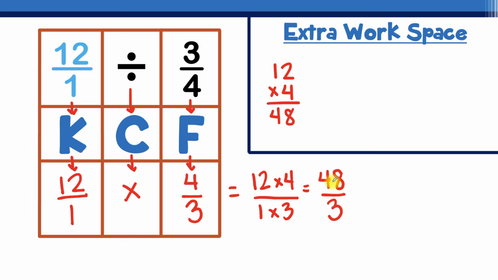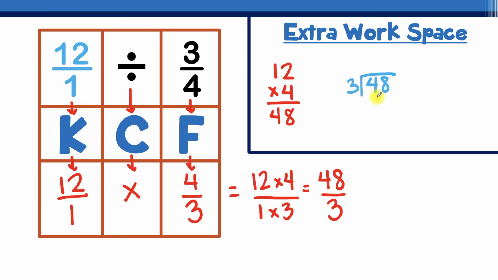Now normally this would be our final answer, but the issue here is that it's improper. And that's just a fancy math way of saying the top is bigger than the bottom. We can't leave it like this. So to convert it, we're going to have to divide the top by the bottom. So back to our workspace, I'll write 48 inside long division notation and 3 outside the long division notation.